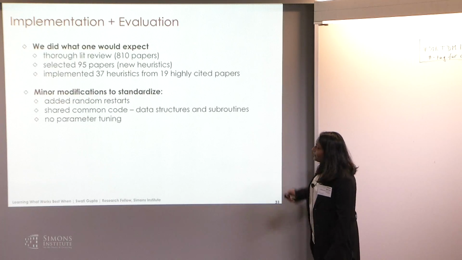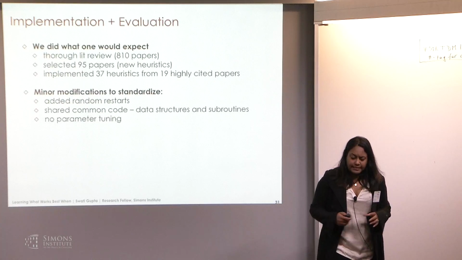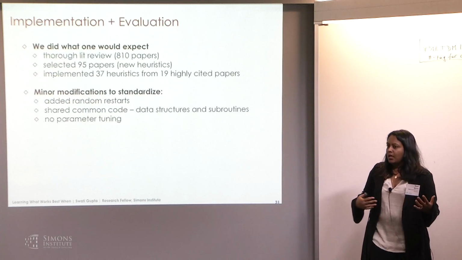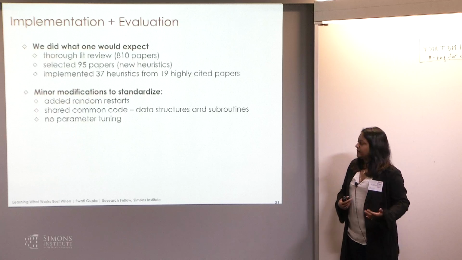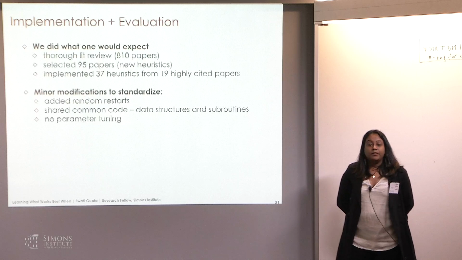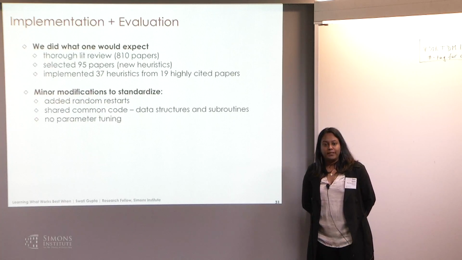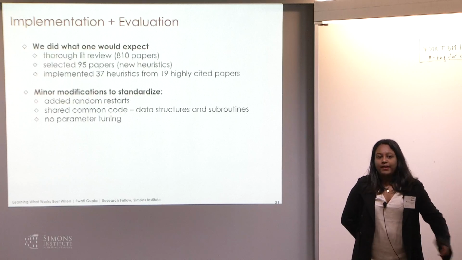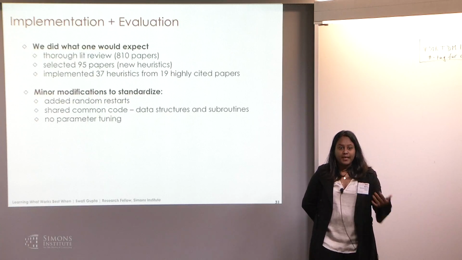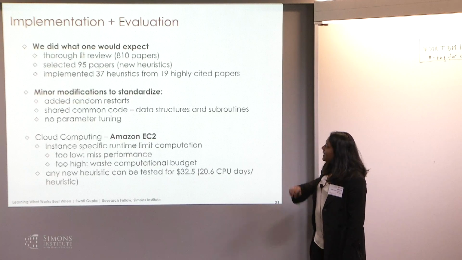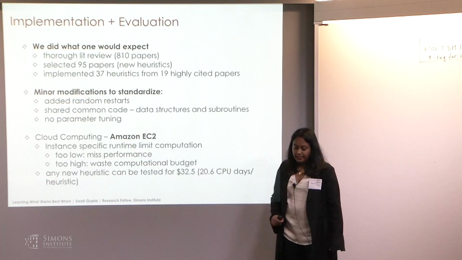And then we standardized the code base, and we said they should use similar data structures. They should use shared swap algorithms and so on. We also didn't want to do any parameter tuning, so we took the parameters that were published in various papers, or we tried to get around that. We enveloped algorithms into random restarts so that they're competitive with the deterministic ones. And then we ran everything on EC2.